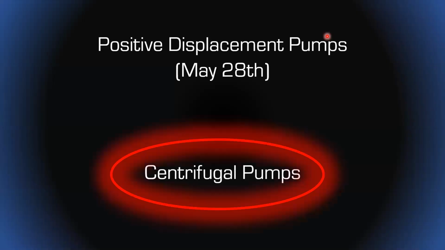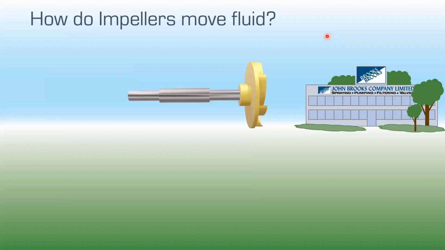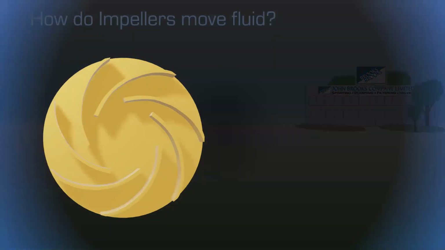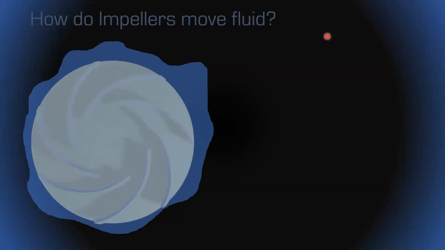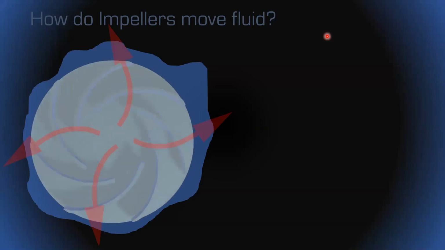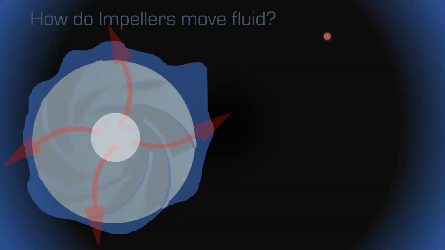Today, we're going to really concentrate on centrifugal pumps and cavitation. Obviously, positive displacement pumps cavitate as well, and we'll take that up on May 28th, in 2 weeks' time. So how do impellers move fluid? If we start an impeller spinning and surround it with fluid, by centrifugal action, not centrifugal force, because in my opinion, centrifugal force doesn't exist, we're going to throw the liquid outward, and what we're going to leave behind is a void or a low pressure zone.